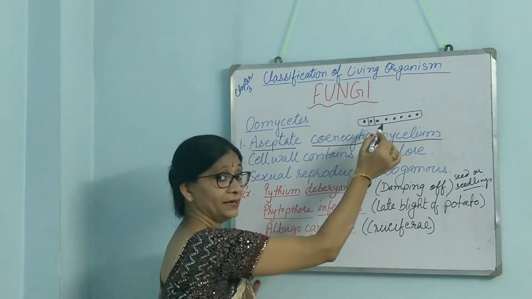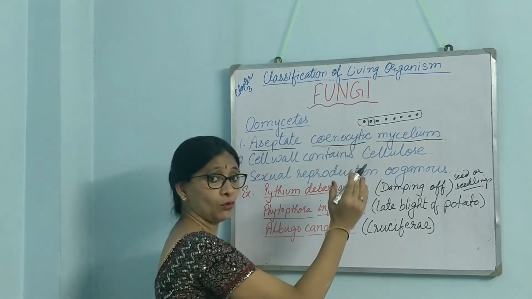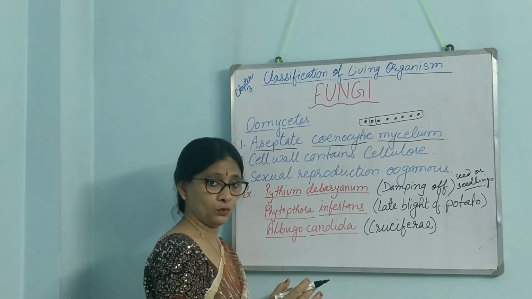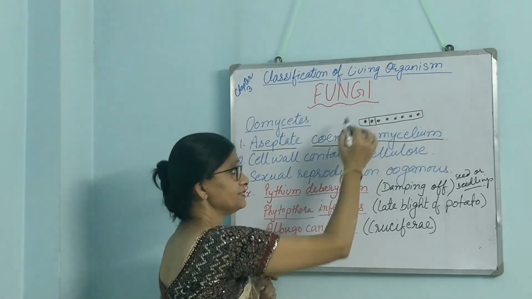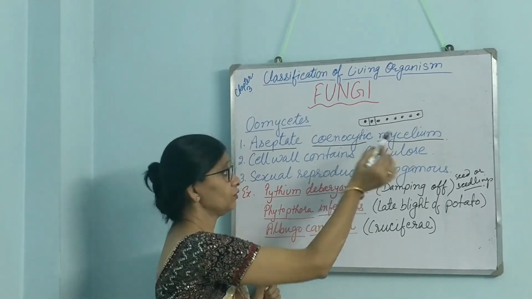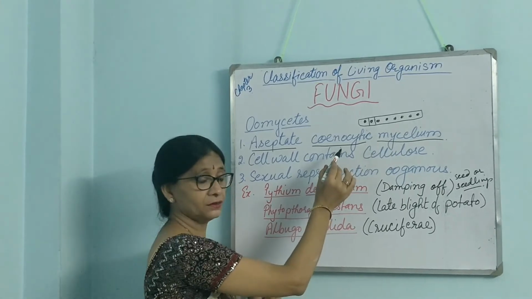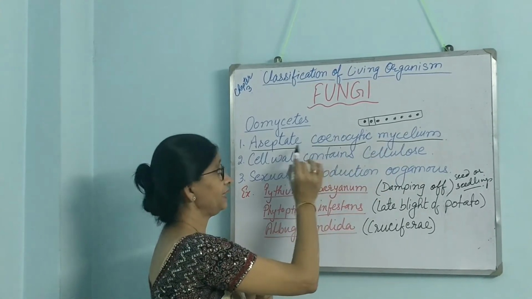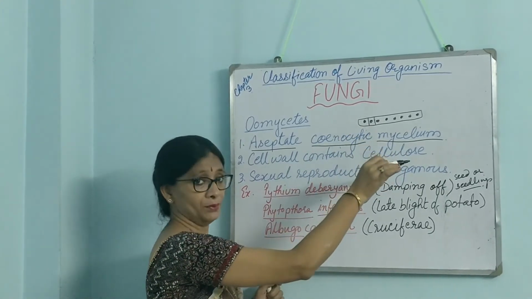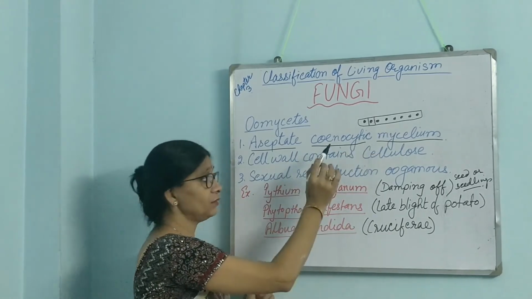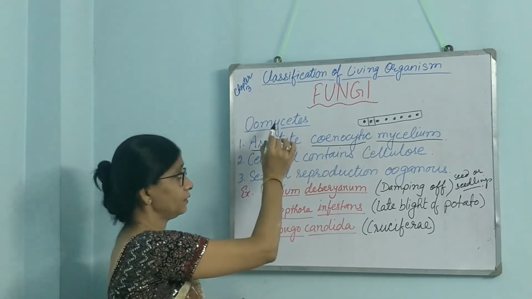It has divided many times, but there is no cell wall formation in between the nuclei. So a single cell will have many nuclei. This condition is known as coenocytic. So the mycelium is coenocytic and aseptate. There is no wall in between. Aseptate. Okay, this is a very vital character of Oomycetes.